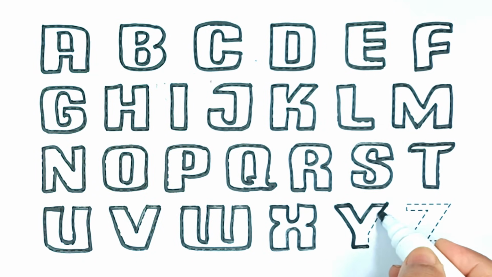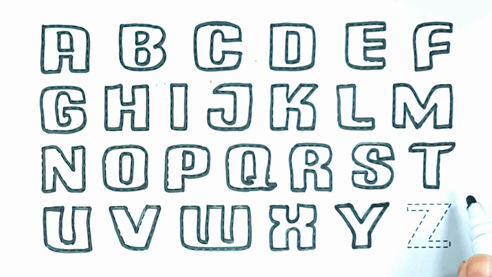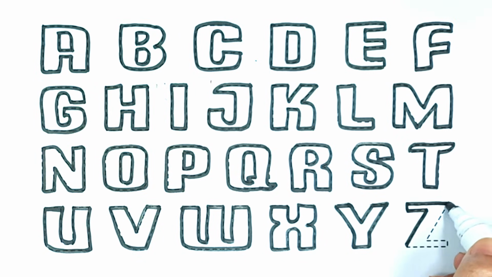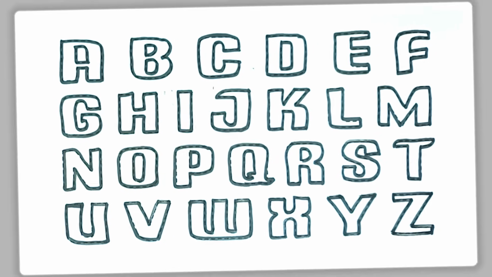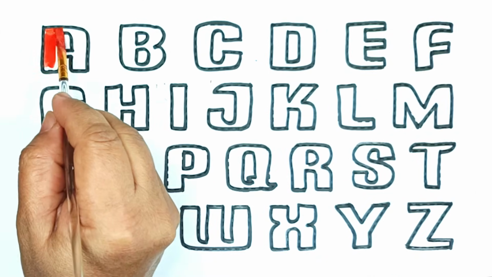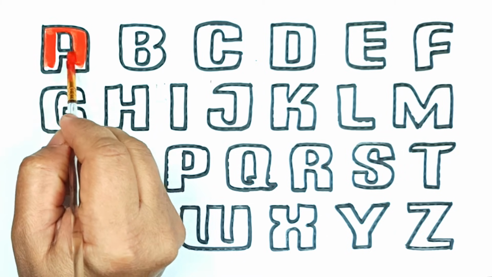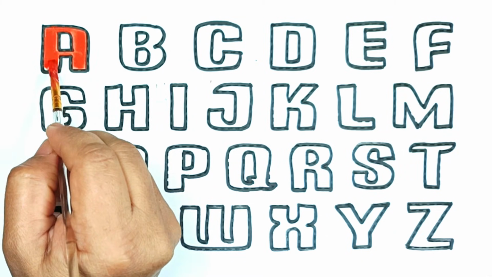A, B, C, D, E, F, G, Y, H, I, J, K, L, M, N, O, P, Q, R, S, T, U, V, W, X, C, Y, and Z. Now I know my ABCs. Next time, won't you sing with A for me?